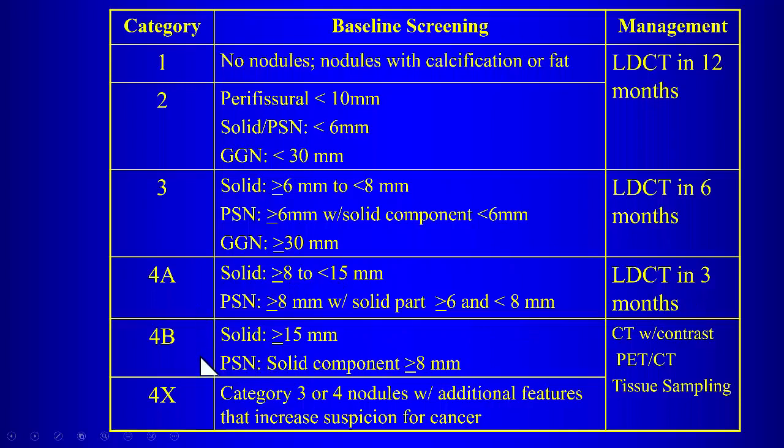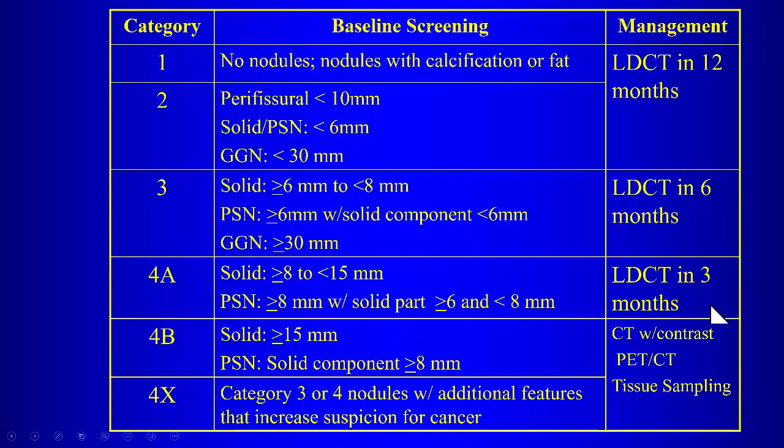If you're more concerned about lung cancer, it gets a 4B. And if you're really concerned because you might have lymphadenopathy or evidence of metastatic disease or a really ugly spiculated nodule, you might give the patient a score of 4X, meaning, gee, we really think this is lung cancer.